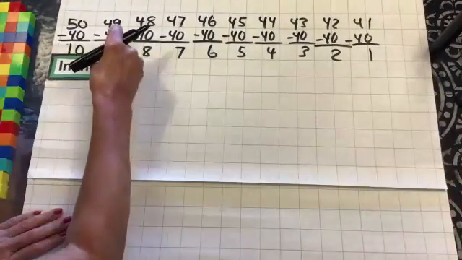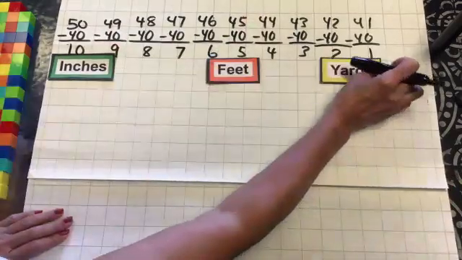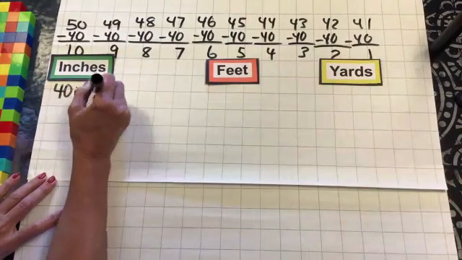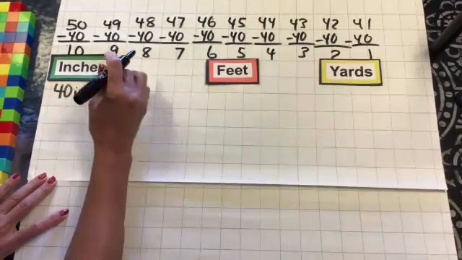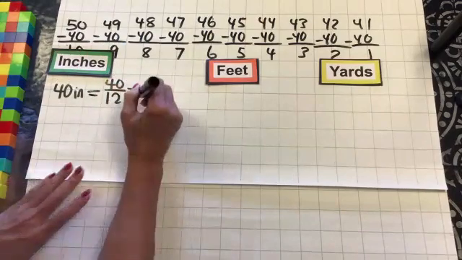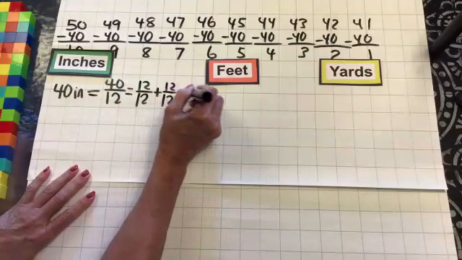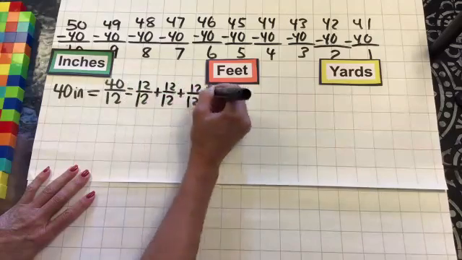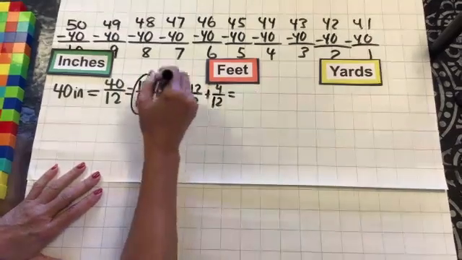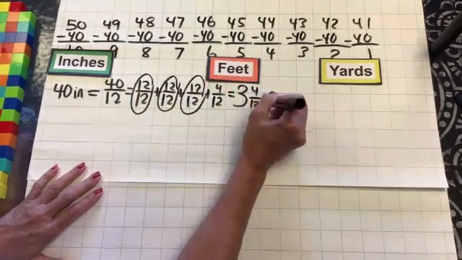Let's go on to our measurement of inches, feet, and yards. So today we have 40 inches. And that is equal to 40/12 of a foot. We're going to break that apart. So we have 12/12 plus 12/12 plus 12/12. That's 36 plus 4/12. So we know that's 1, 2, 3 whole feet and 4/12 of a foot.